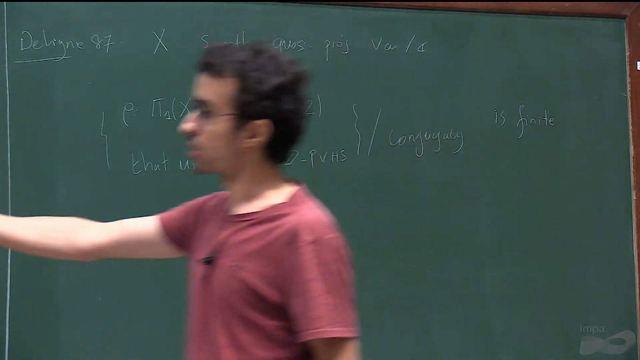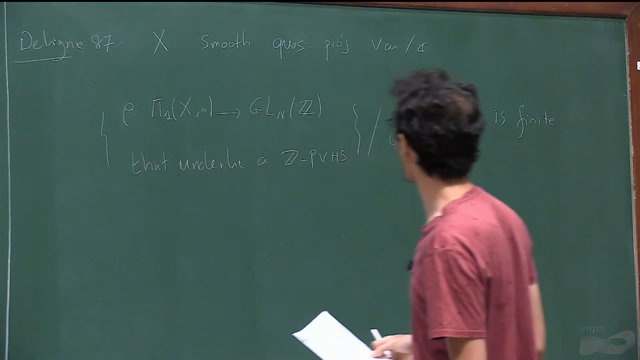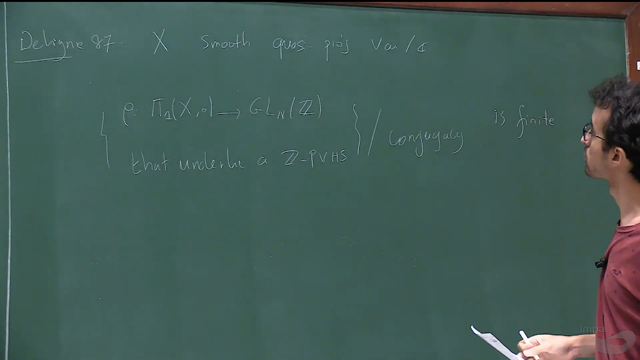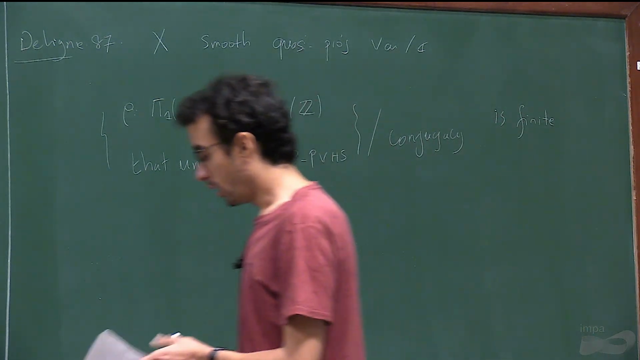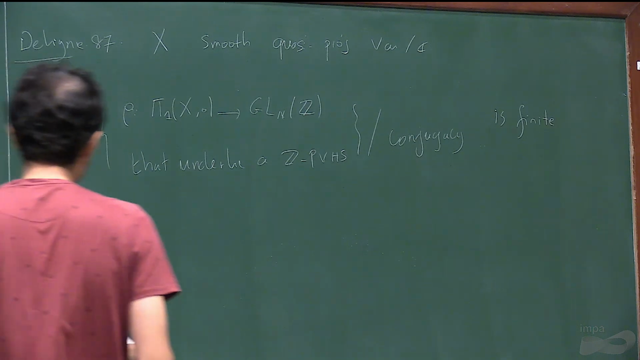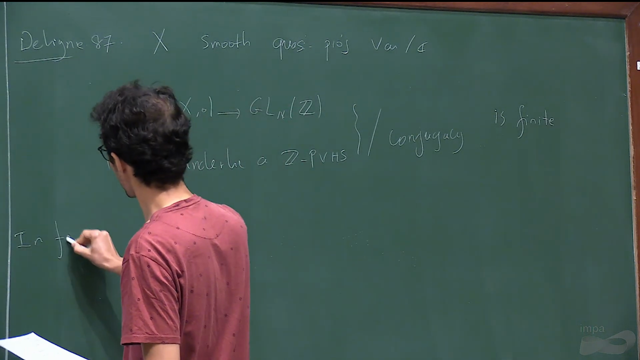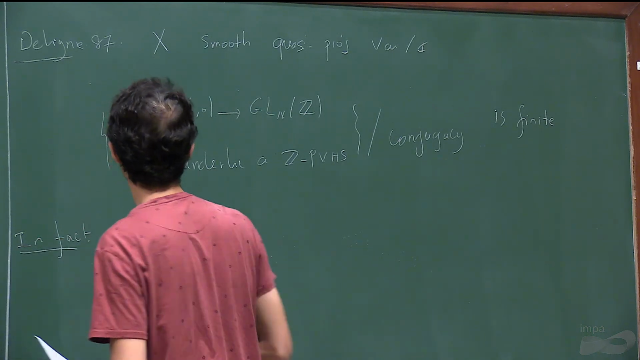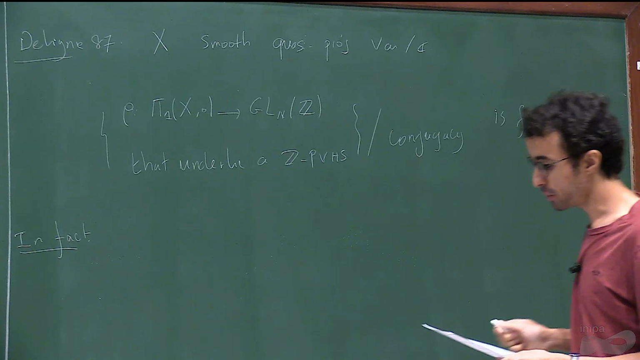So in weight 1, it's a consequence of this result of Faltings and Parshin-Arakelov, but in higher weights, it requires different arguments. And in fact, Deligne asked the following question. So he asked for a uniformity result of this statement. And by this, I mean the following.